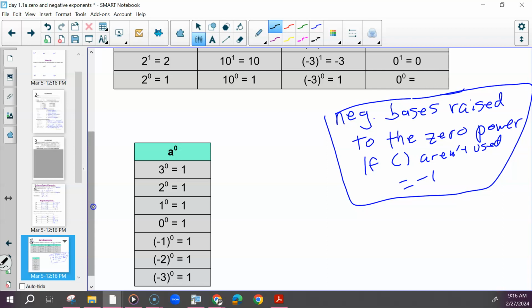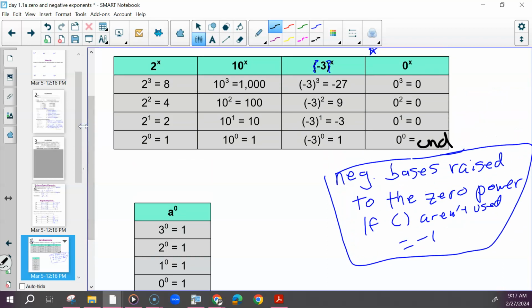Put in your calculator 0 to the 0 power. It may actually already do that. You get an error. Because it's trying to do both things. It's trying to do 0 and 1 at the same time, so it's undefined. So 0 to the 0 power is a special case. That one's undefined. Also, if we have a negative base, so like let's say we had this one, but we weren't using parentheses, and I raised that to the 0 power, that would give me negative 1.